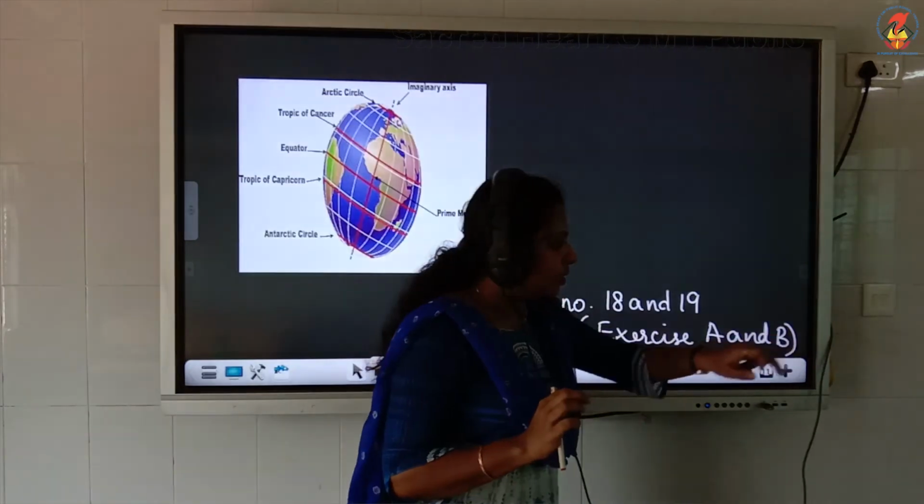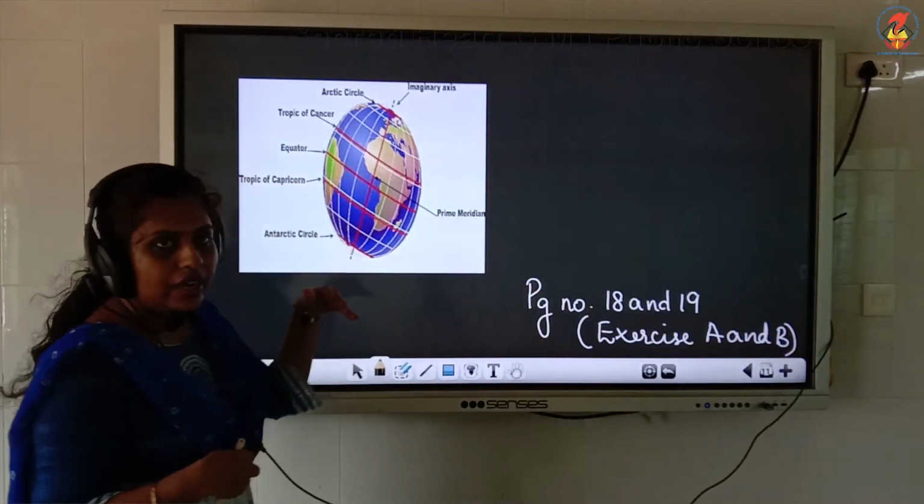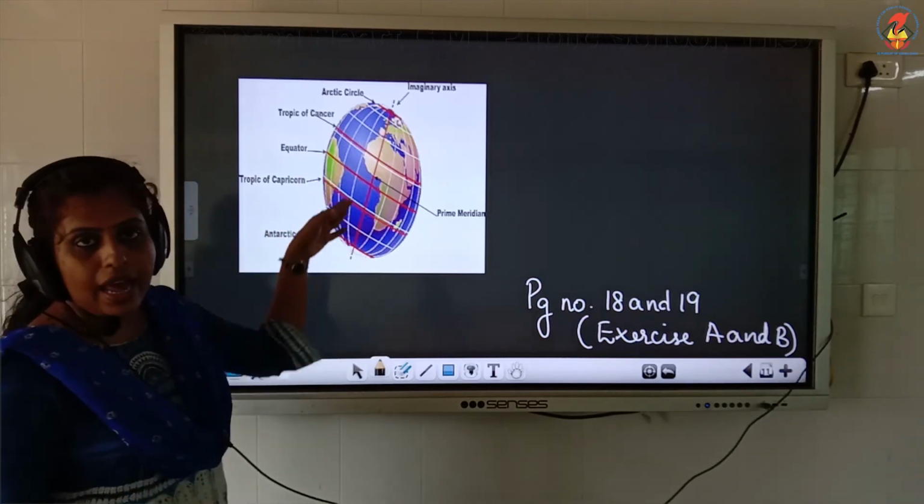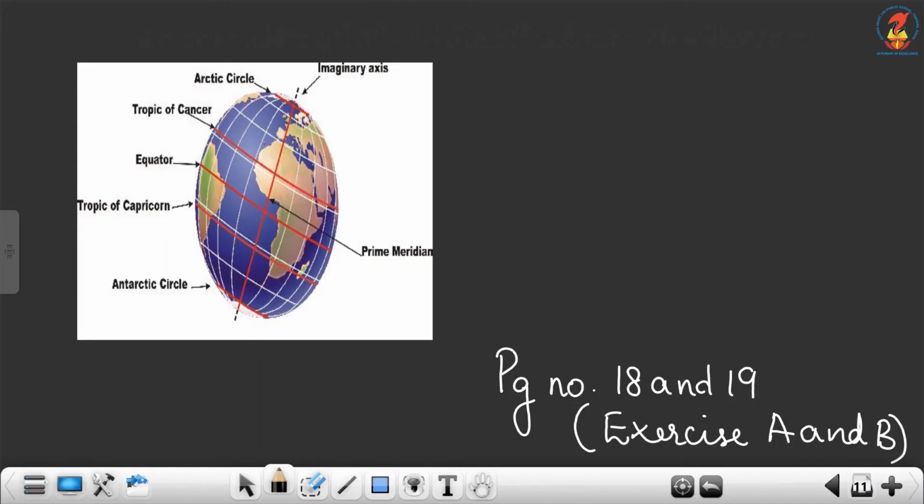Now these were the things we learned. In total we learned about the imaginary line axis, then the parallels, then the meridians, then the important parallels, and then the prime meridian. All of this we have summed up in this small figure.